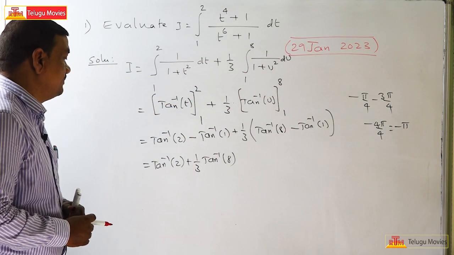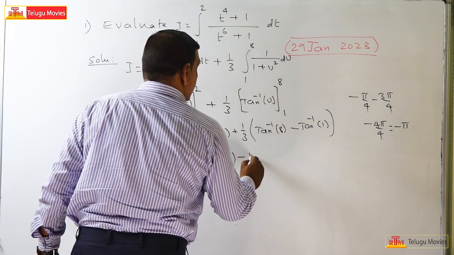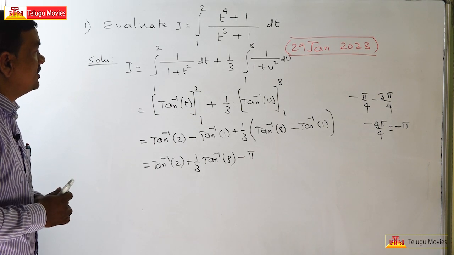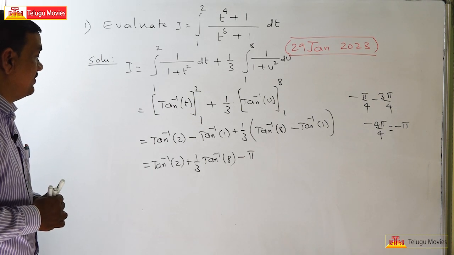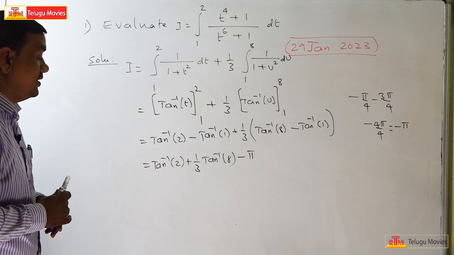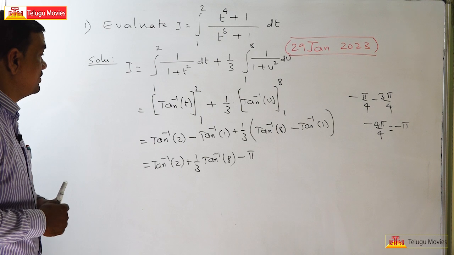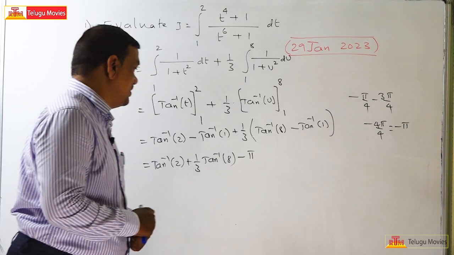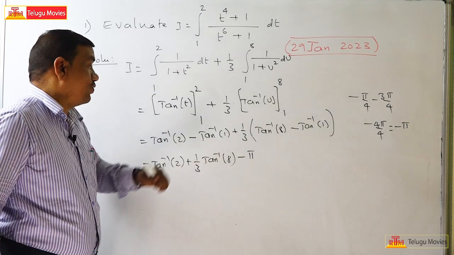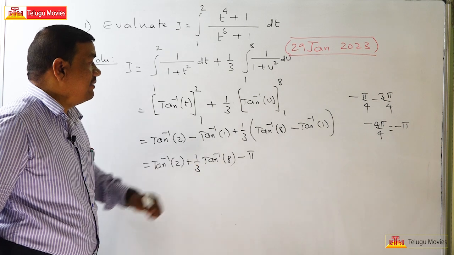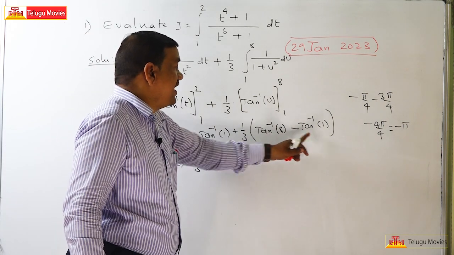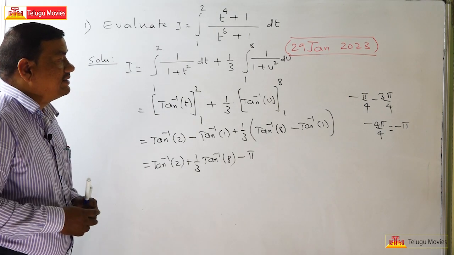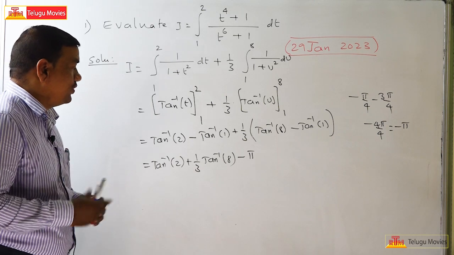So let us check once whether there is any mistake anywhere. 1 by 3 tan inverse of u gives tan inverse of 8, so tan inverse of 2 plus 1 by 3 tan inverse of 8. Here tan inverse of 8 minus tan inverse of 1, and tan inverse of 1 means pi by 4. So pi by 4 minus pi by 4, and there you will get minus 3 pi by 4. So minus pi by 4 minus 3 pi by 4 is minus 4 pi by 4, so you are getting minus pi.